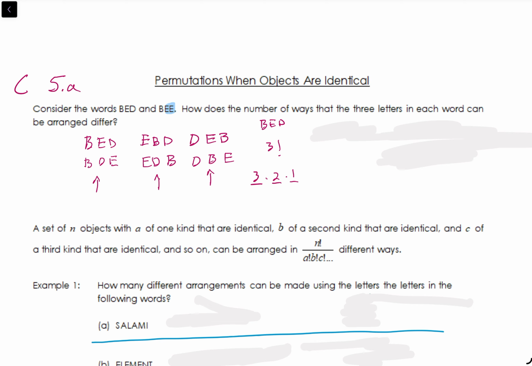Now how about bee? Well, bee might look a little bit different. Let's try to put B first. There's only one way to spell it when the letter B goes first. It's B-E-E. If you switch the E's around, it'll look like the same word. Now, if we put the letter E first, we can arrange it in 2 different ways. So we're going to try to develop a counting principle when we have identical objects, like 2 letters.